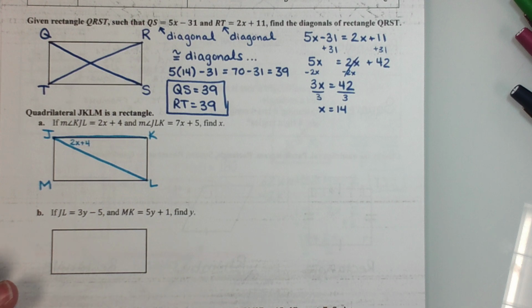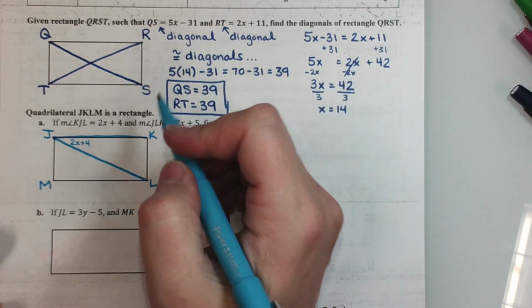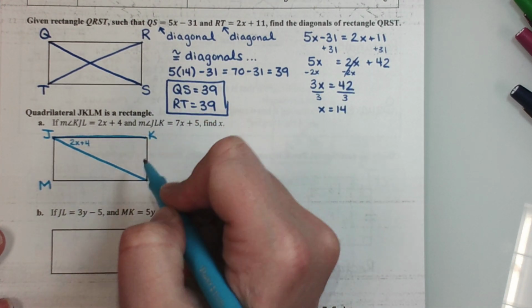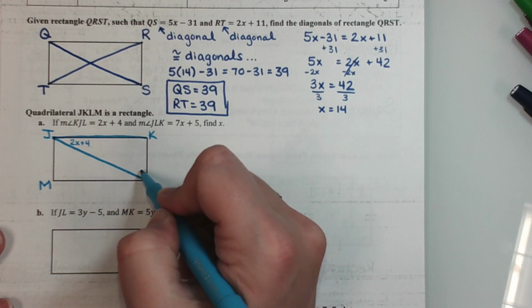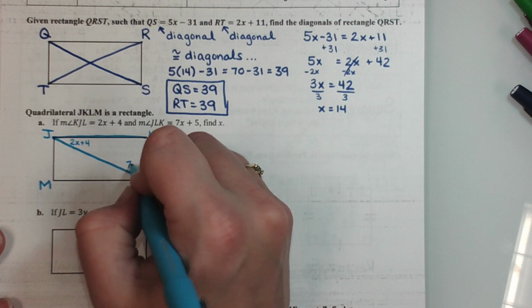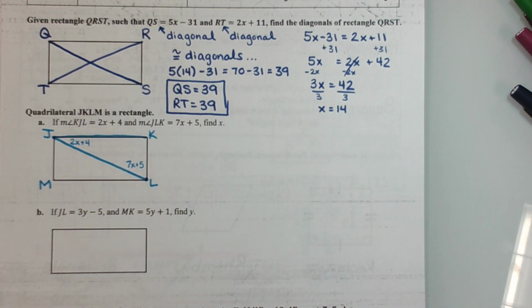The other one is angle JLK. L is the pointy part, because that's the middle letter. Goes towards J, goes towards K. It's this one right here. It's that angle. I want to find X. Those are angles.